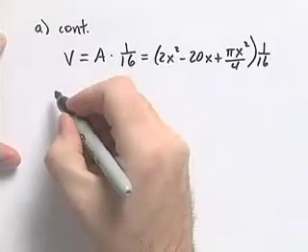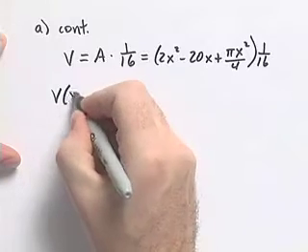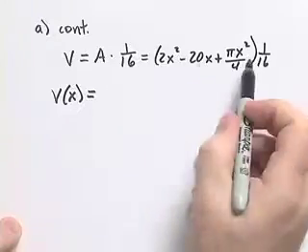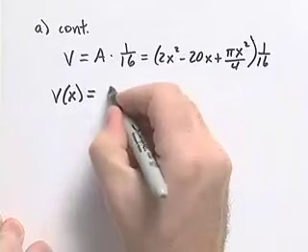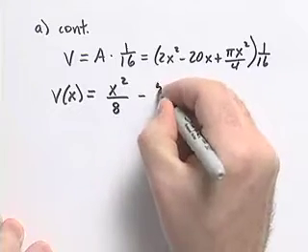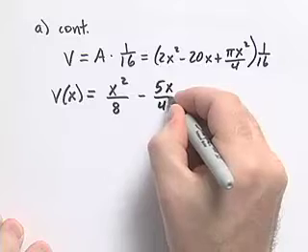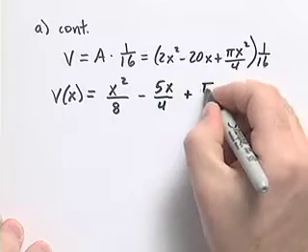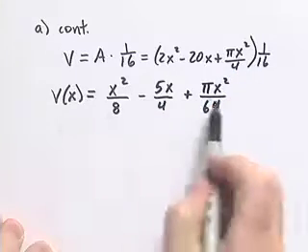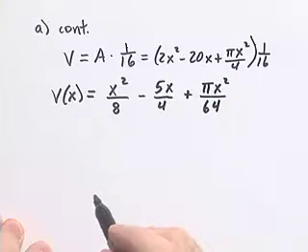times 1/16. Now that we've written an expression for our volume, we want to write it in function notation, since the problem asks us to write a function. Here's our expression. In function notation, we're going to write V of x, so we see that the volume is a function of x. We multiply these two together, our volume will be x squared over 8 minus 5x over 4 plus pi x squared over 64. And so here we have the volume expressed as a function of x alone.